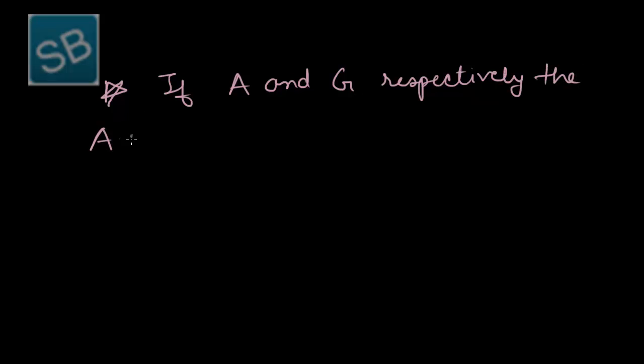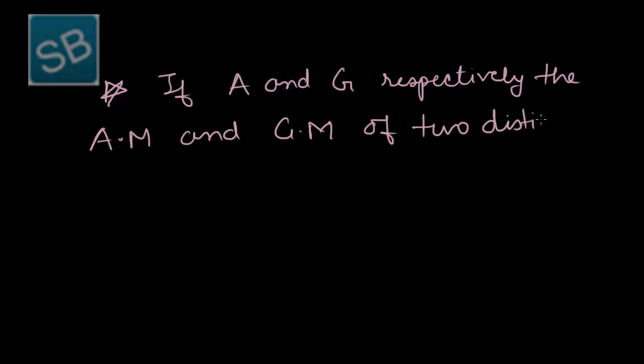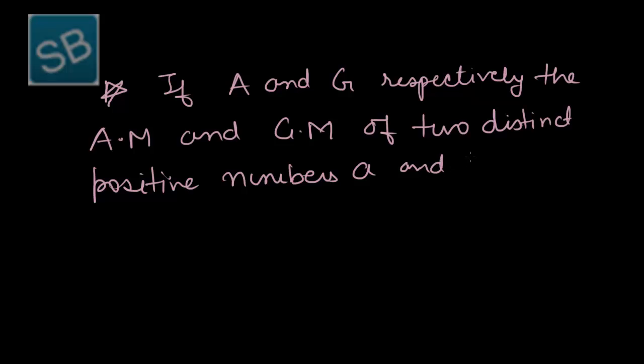If A and G are respectively the arithmetic mean and geometric mean of two distinct positive numbers A and B, then prove that A is greater than G.